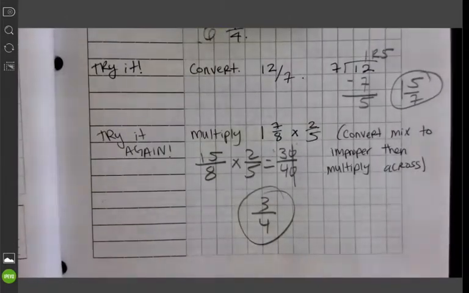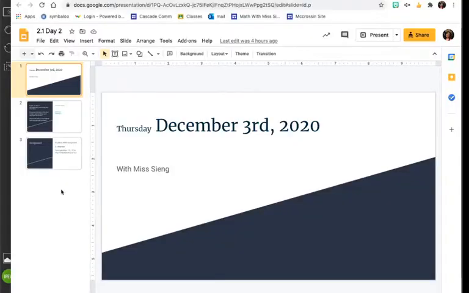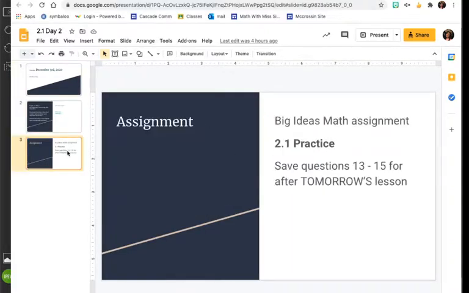Let's go to our assignments. Notes, assignment. Big Ideas Math Assignment 2.1 Practice. Save questions 13 to 15 for after tomorrow's lesson. If you are in my 150 class, you do not have questions 13 through 15, so you don't even have to worry about it. You can just work on the 2.1 practice. But for my 101 kids, you have questions 13 through 15, so save those for tomorrow.